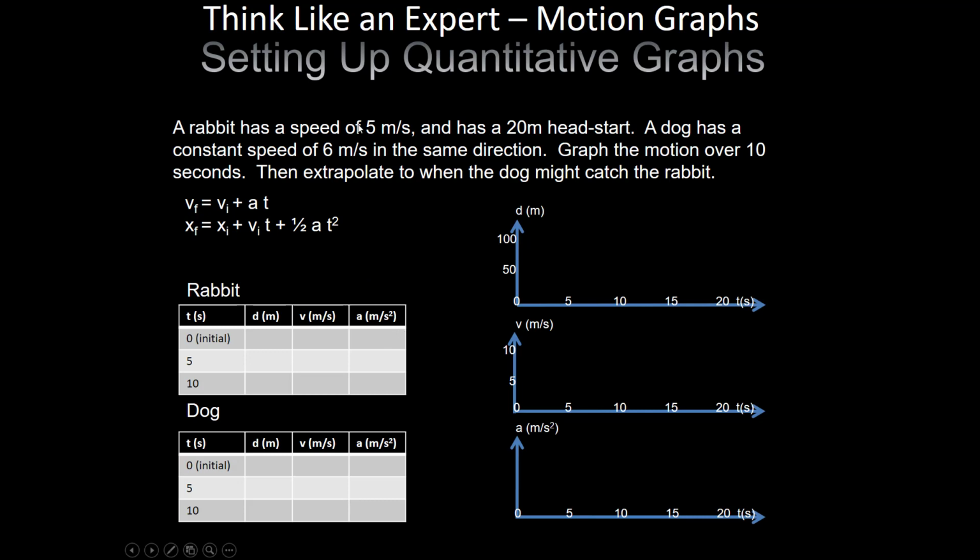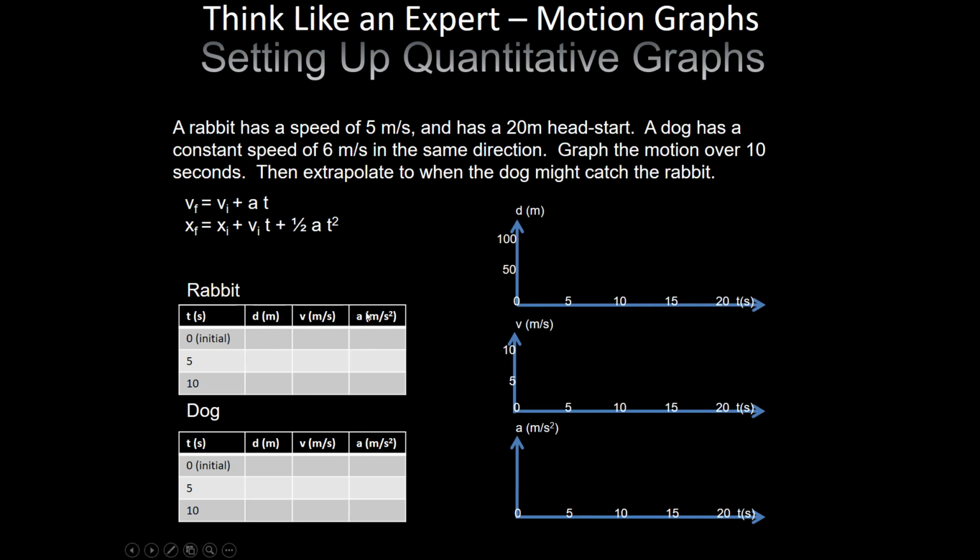What I can do is, from the word problem, my goal is to fill in the initial conditions. So initially, the rabbit was going 5 meters per second. I would take that number and put it right here in the velocity initially. And it has a 20-meter head start. I would put that down as the initial displacement. The rabbit is not accelerating. It doesn't mention anything like that. So I would put a 0 here.